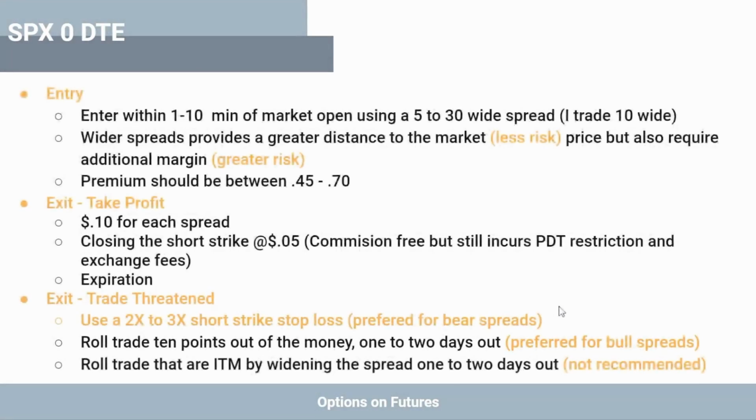Okay, 0DTE, most of you know this already. For me, the sweet spot is the 10 wide, and I like to use premium between 45 and 70. Typically, it's really more 50 to 65, around that area.